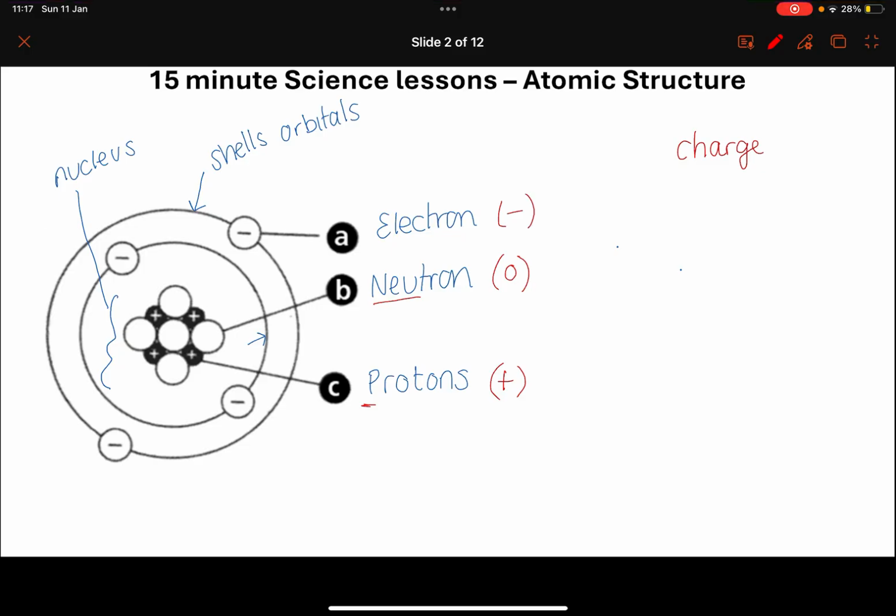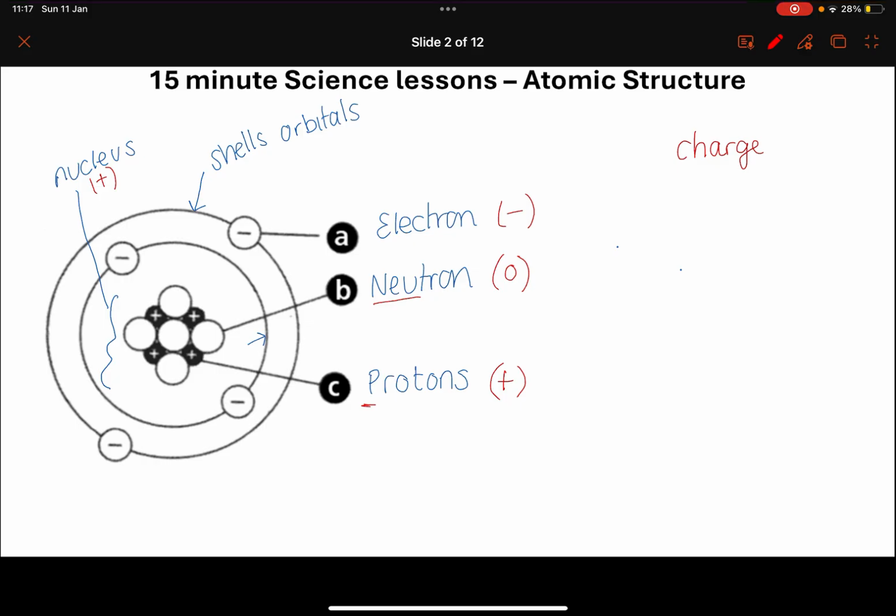So if we were to look at the atom, it does have positive and negative areas. So the nucleus is the positive area of the atom, and it's positive because of the protons. That's what's making the nucleus positively charged. And then the shells, the electron shells, the orbitals, they are negatively charged.